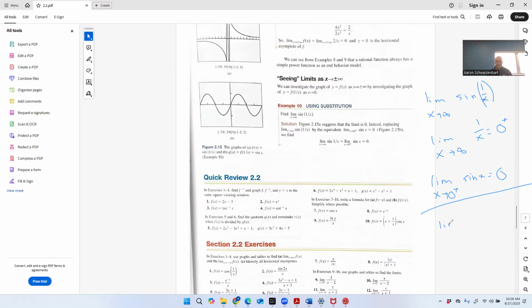If I had done this with cosine of 1 over x, my thing is still 0, so I can still do that same substitution. The one-sided does matter sometimes, not in this case, and that is 1. Okay? So do not make the mistake of just going, well, that goes to 0, so the thing must go to 0. It did with sine, it does not with cosine. Okay? And that is section 2.2.